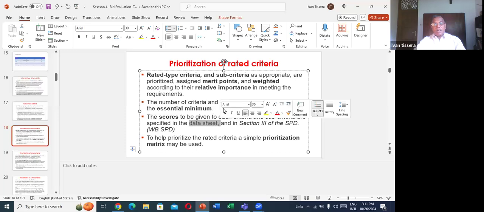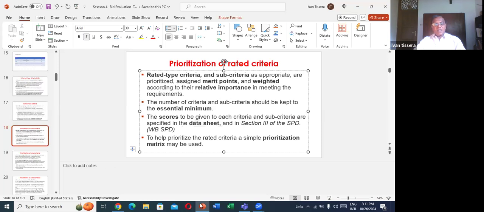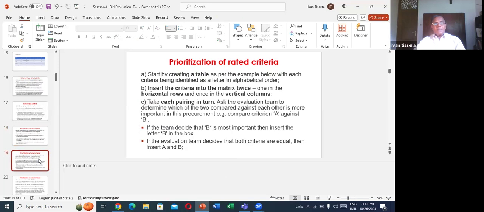How you give marks, like a schedule. And in Section 3 of the World Bank standard procurement document, SPD, they have mentioned this. Okay, don't worry about that. To help prioritize the rated criteria, a simple prioritization matrix may be used. This is how they prepare.